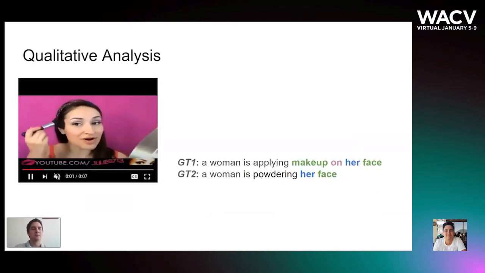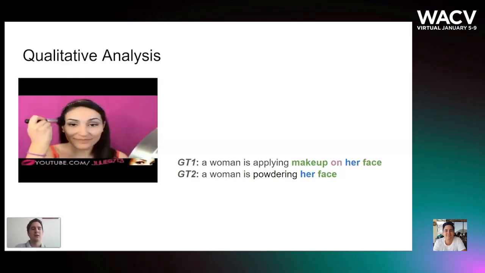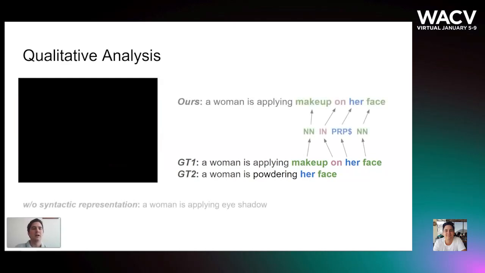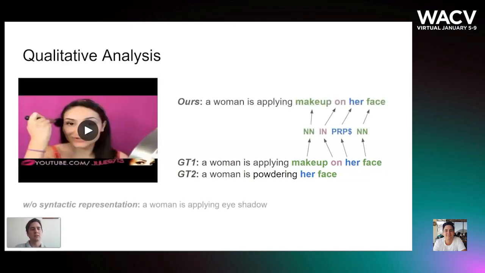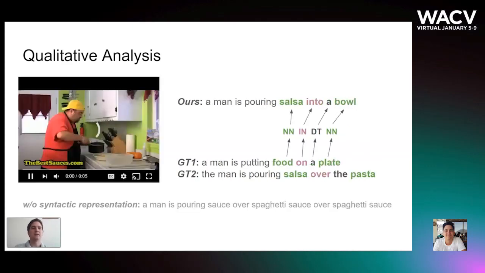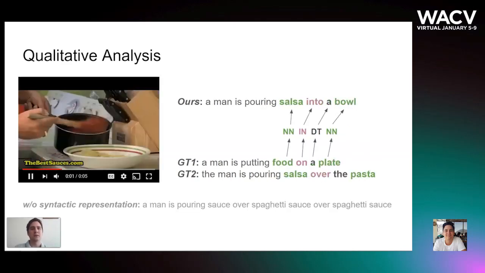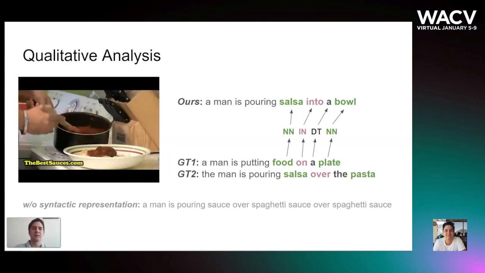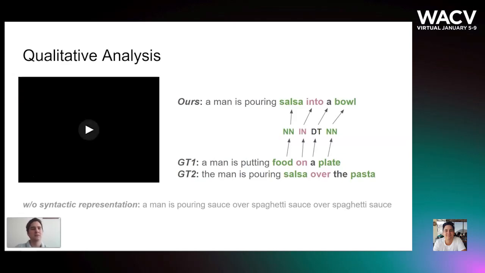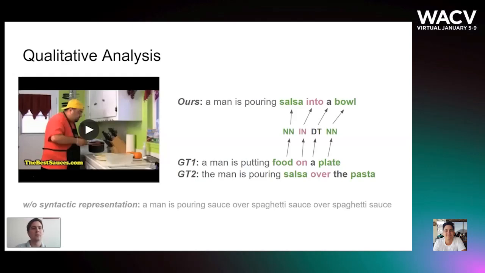Going back to the examples I showed you before, we can see that our model generates a more accurate description. Here I highlighted some words and tags where the model combined the semantic and syntactic information correctly and didn't misgenerate the last words as eyeshadow. Here is another example in which we recognize the syntactic pattern correctly, and you can notice the difference with the ablated model without using the syntactic representation.